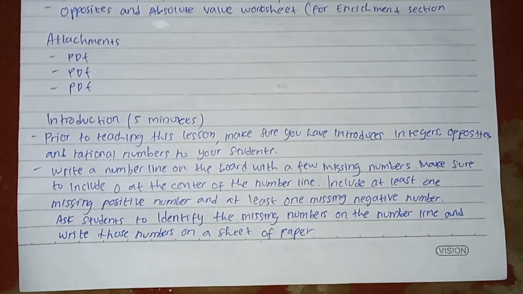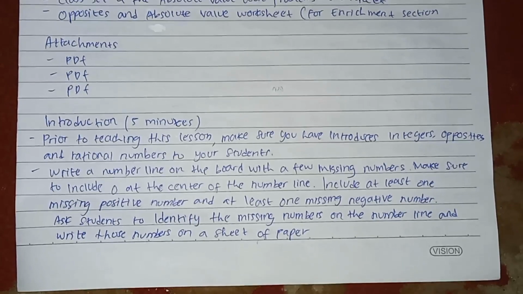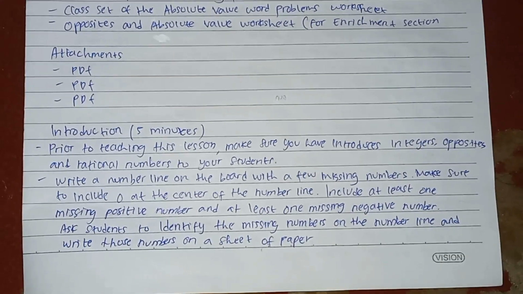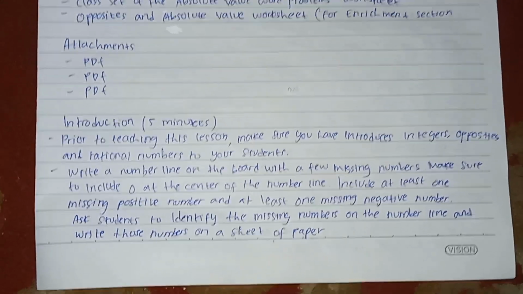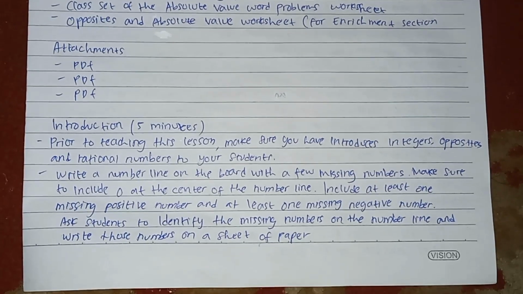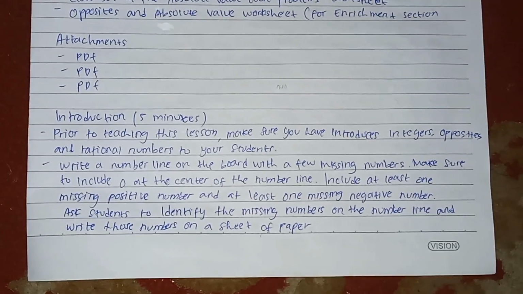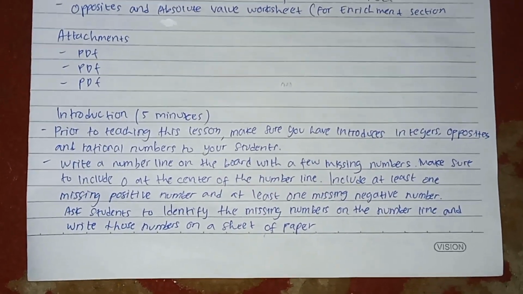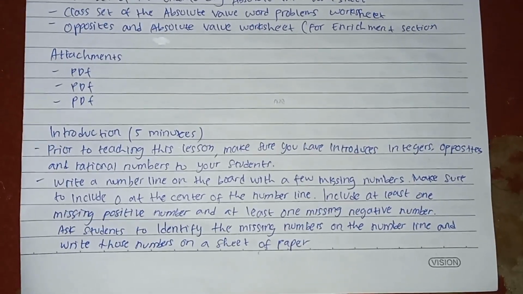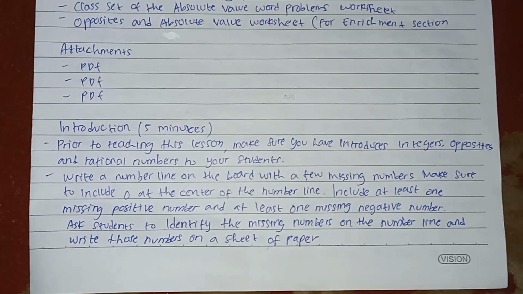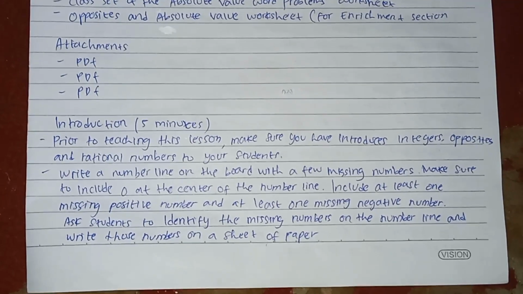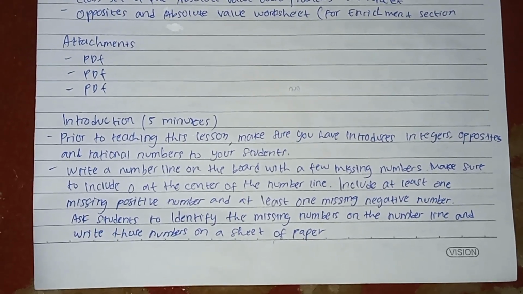Introduction, 5 minutes. Prior to teaching this lesson, make sure you have introduced integers, opposites, and rational numbers to your students. Write a number line on the board with a few missing numbers. Make sure to include 0 at the center of the number line. Include at least one missing positive number and at least one missing negative number. Ask students to identify the missing numbers on the number line and write them on a sheet of paper.